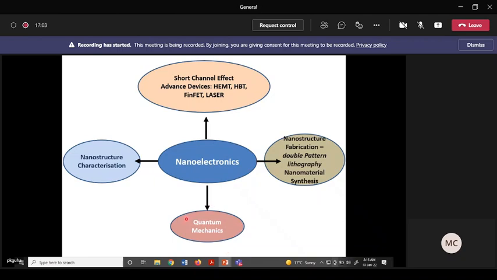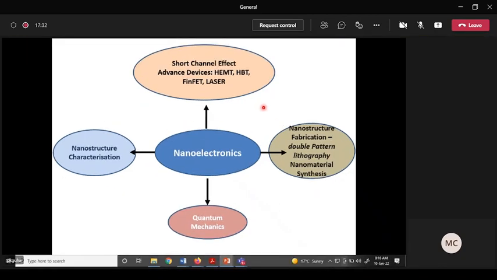We will discuss a bit of characterization, because we can't see nanostructures with our naked eye. So we will discuss different kinds of characterization tools. We'll discuss a bit of lithography, or how we can fabricate such nanostructures. Lithography can play a very important role. Particularly we will discuss double patterning lithography. So if we see from the top, these are different components which we are going to discuss in this particular course.